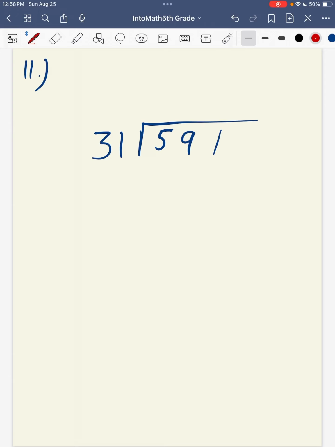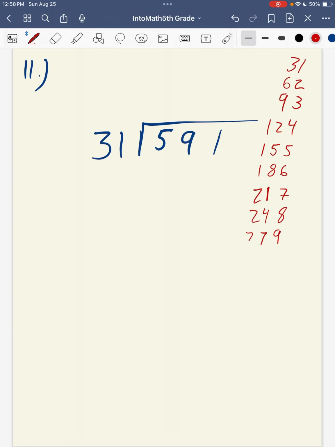All right. Number 11, 31 into 591. Well, if I think about my multiples of 31, I'll write them over here on the side. 31, 62, plus another 31, let's make that 93. 124, 155, 186, 217, plus another, 248, 279, 310. Okay, so those are my multiples.